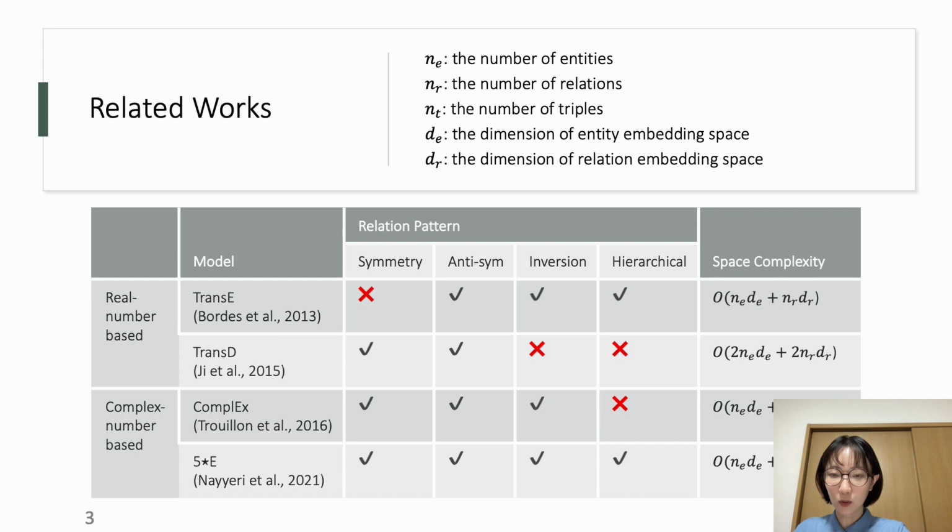5*E utilizes Mobius transformation, a projective geometric function that supports multiple simultaneous transformations in complex number representation and can embed entities in much lower ranks. The theoretical space complexity of KGE models is often O(N_E d_E + N_R d_R), which is proportional to the number of KG elements, that is, entities N_E and relations N_R, and embedding dimension d_E, d_R, respectively.